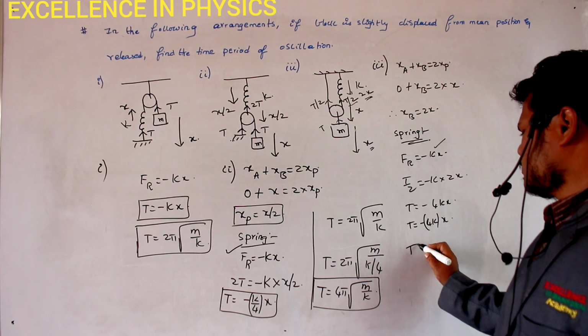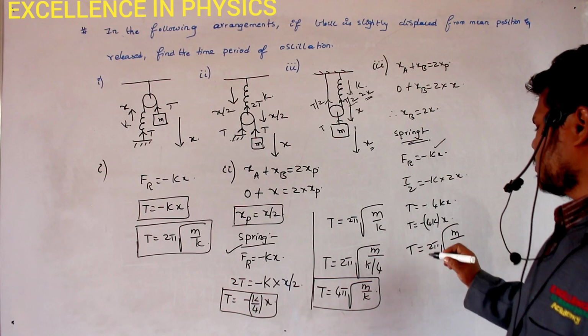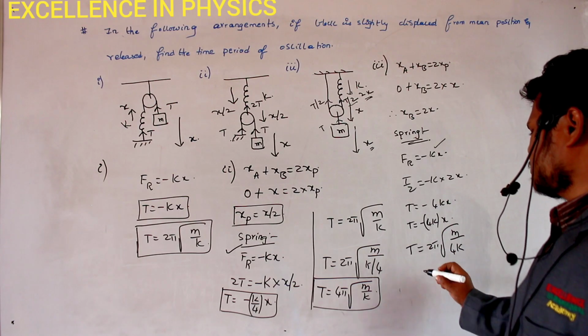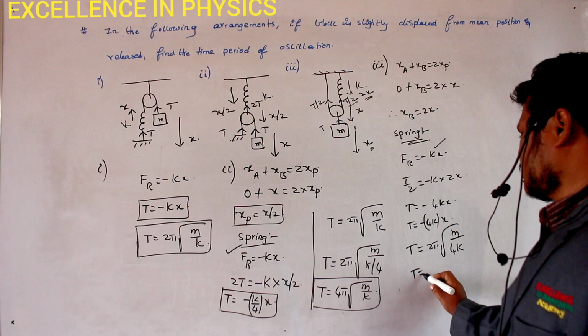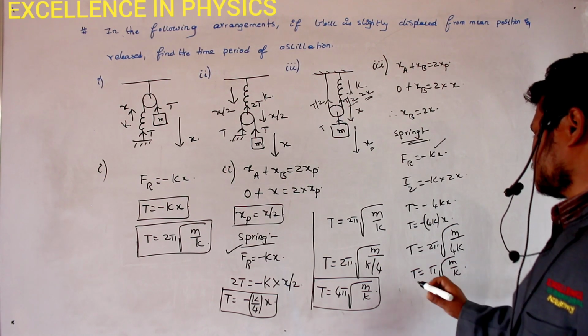So therefore what is the equation for time period? It is 2 pi root m by k. And what is the k value? The k value is 4k. So this 2 and this 2 will get cancelled. So therefore the equation which I will get is T is equal to pi root m by k. So this is the relation.